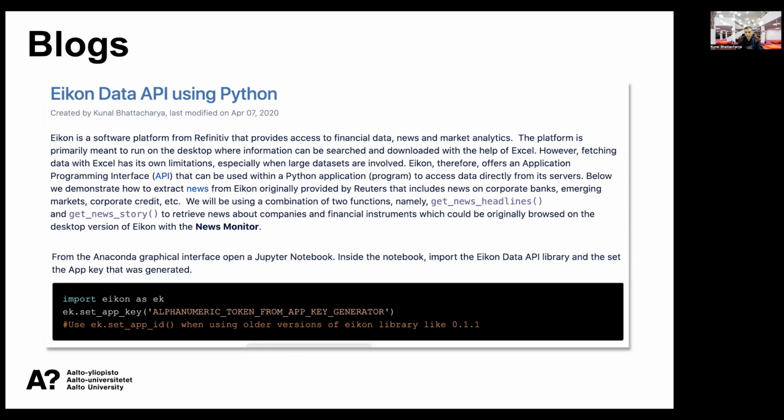So for example, here I mention a blog that was written while using this database called Icon, which Aalto has access to, and Icon provides data sets with the help of APIs, and you can use Python codes to download different kinds of data from Icon. And here the blog actually mentions what kind of coding is needed, how to access the data, and how to process it within a Python code.